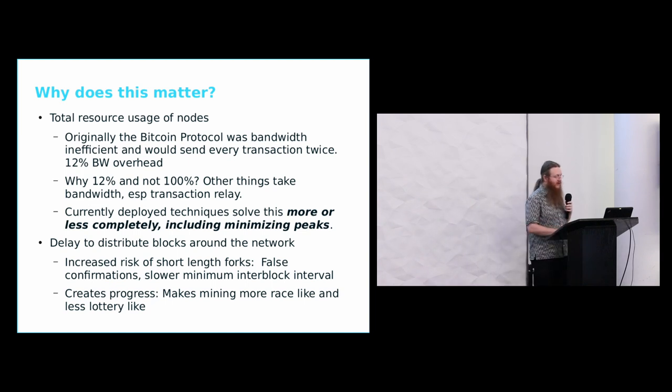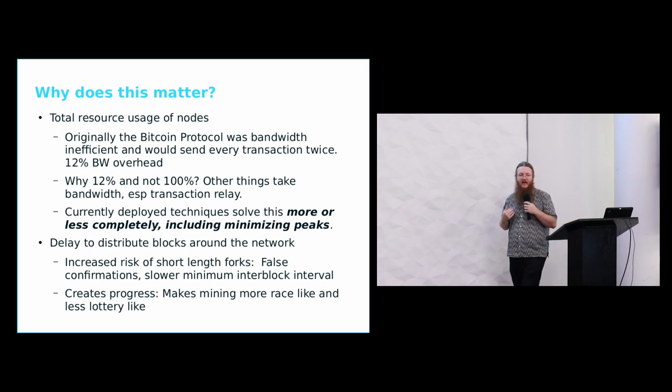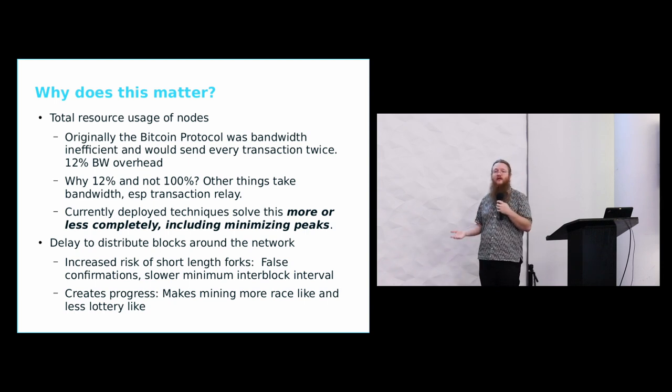But in fact, it's not an actual doubling of the overall node's bandwidth usage, because it turns out nodes do things other than just relay blocks, and these other things are even less efficient than block propagation. In particular, the INV process that Bitcoin uses to relay transactions is quite inefficient. The standard Bitcoin protocol method of relaying a transaction is: I announce to my peers, hey, I know transaction ID dead beef. And then the peers respond with, would you please send me transaction ID dead beef?